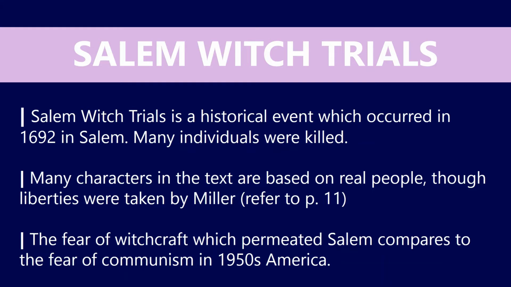Now, many of the characters in the text are based on real people, though liberties were taken by Miller. One of the main ones we know is Abigail Williams, who was only 11 in real life, but she's depicted as being 17 and having shared a previous relationship with John Proctor. For more of that, there is a note on the historical accuracy of the play which Miller wrote, and that's on page 11 and is well worth a read.